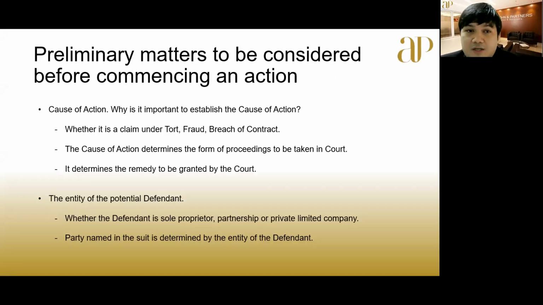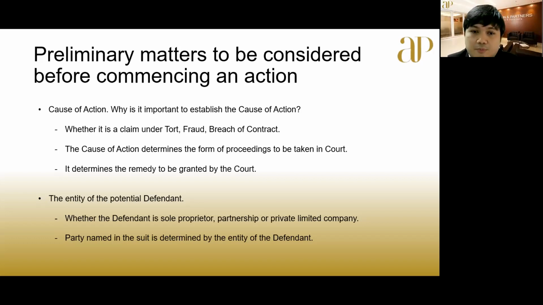Okay, next will be the preliminary matters to be considered before commencing legal action. The most important question to be asked: what is your cause of action? Why is it important to establish a cause of action? Because whether is it a claim under tort, is it a fraud, or was it a breach of contract? The reason being is because the particulars which you would have to plead in each case will be different.